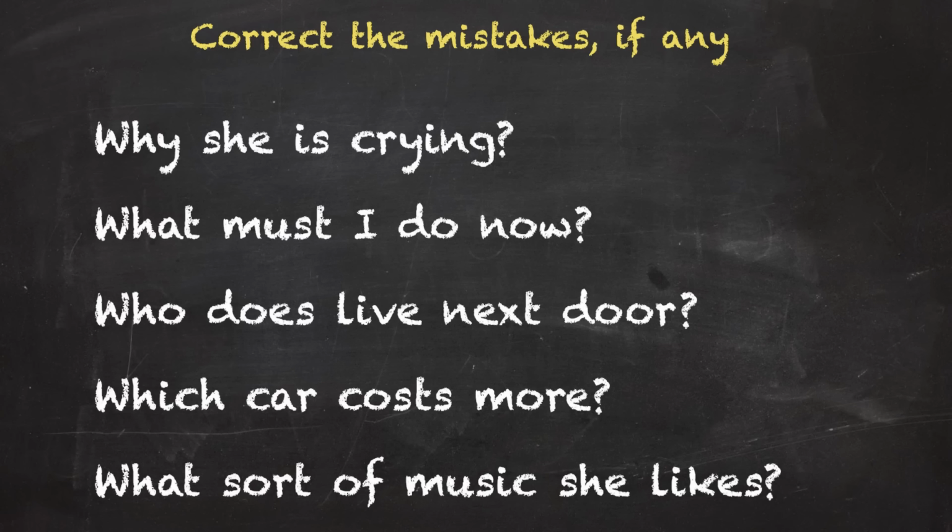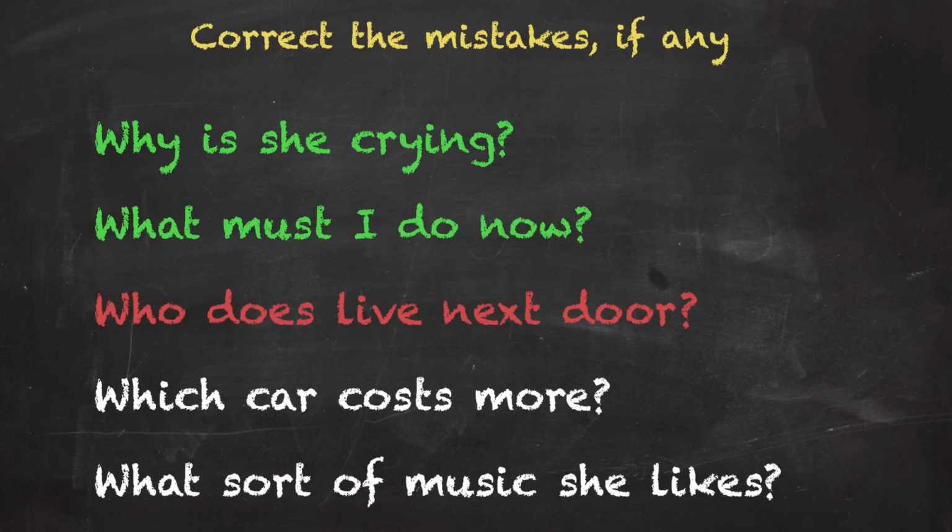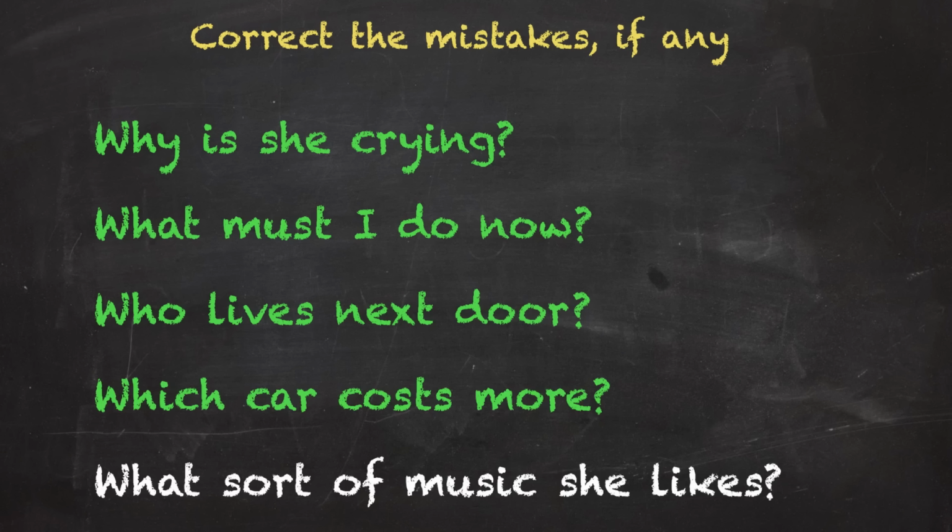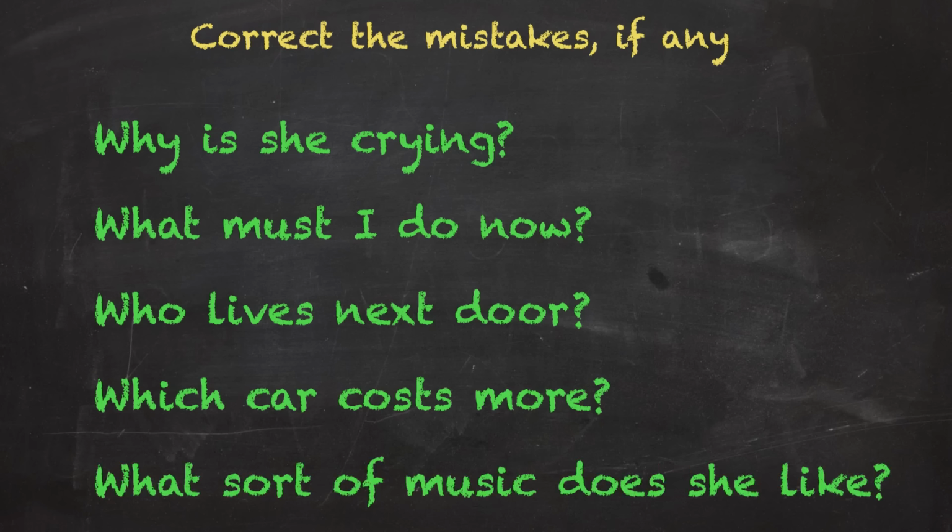Why she is crying? Wrong. We should say, why is she crying? What must I do now? Correct. Who does live next door? Wrong. We should say, who lives next door? Which car costs more? Correct. What sort of music she likes? Wrong. We should say, what sort of music does she like?